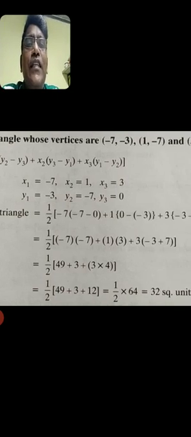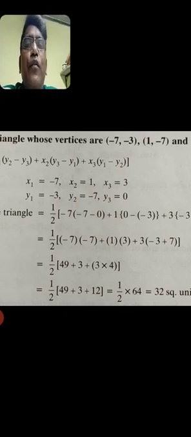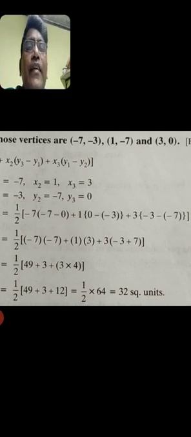We will get, by substituting all the values, 1 upon 2 of x1, minus 7, and y2 minus y3, minus 7 minus 0, plus x2 is 1 and y3 minus y1, minus minus plus. Clear to you? So 0 minus into minus plus 1, and x3 is 3, y1 minus y2, minus 3 minus y2 is minus 7. So in the next step it becomes minus into minus plus 7.